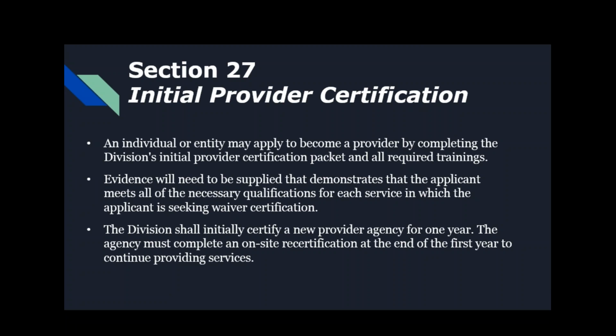An individual or entity may apply to become a provider by completing the division's initial provider certification packet and all required trainings. Evidence will need to be supplied that demonstrates that the applicant meets all of the necessary qualifications for each service in which the applicant is seeking waiver certification. The division shall initially certify a new provider agency for 1 year. The agency must complete an on-site recertification at the end of the first year to continue providing services. For general provider certification, you would go through Mark Sparks, and for case managers, certification is done through Jennifer Adams.